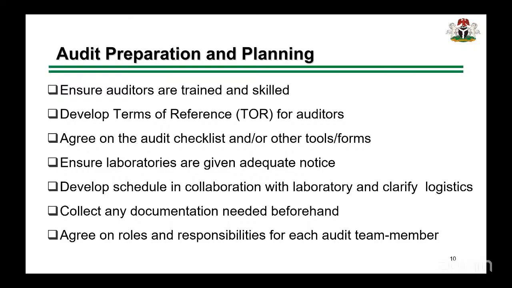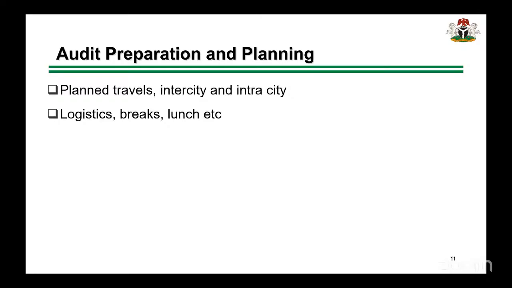Agree on the roles and responsibilities of each team member. Let's say you are maybe two or three. So you need to agree: okay, I'm the lead auditor, I'm auditing management, you're auditing the chemistry lab, I'm auditing hematology. All these things have to be agreed within the team, so that you don't go there and start having rancor. This is what I'm to do, this is what I'm not going to do. Plan the travel if you need to travel, the logistics, breaks, lunch, all these things you have to plan.